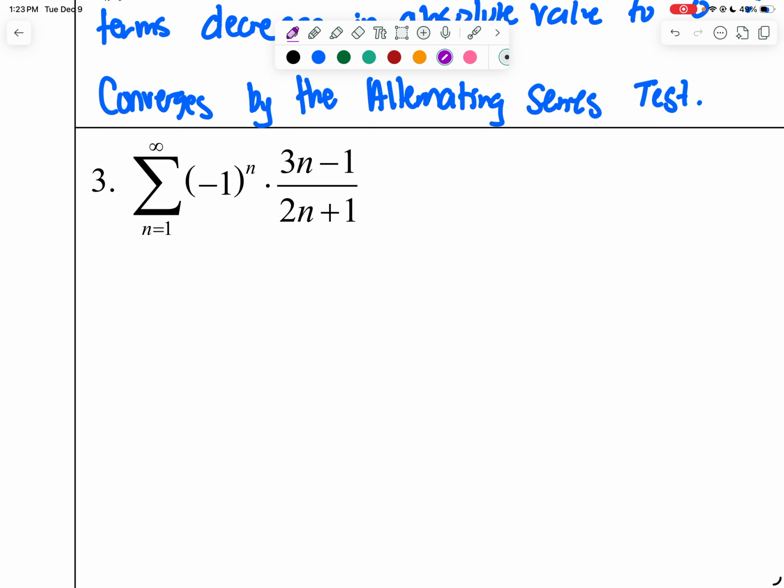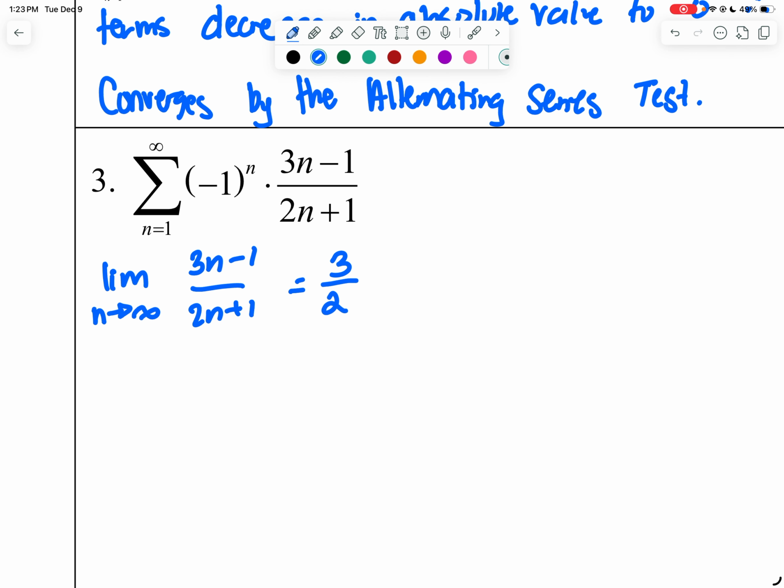Okay, if I look at number 3 here, the first thing I'm going to do is take the limit. So the limit as n approaches infinity of 3n minus 1 over 2n plus 1 is equal to 3 over 2. We have a problem. This right here does not equal 0, which means that we cannot use the alternating series test, meaning we have to use something else.